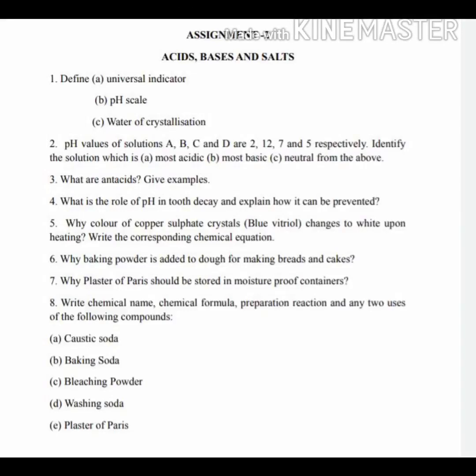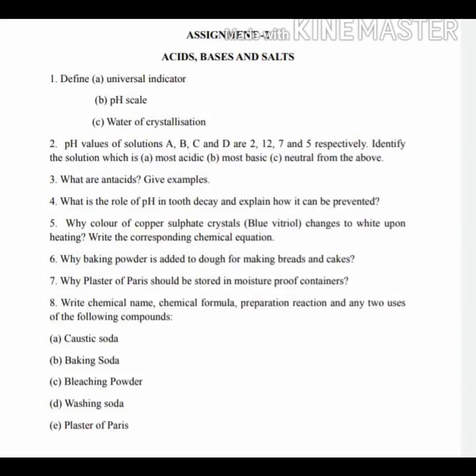Well, students, come to assignment 2 of chapter 2. First, you have to define universal indicator. Universal indicator is a mixture of a number of indicators. It shows different colors at different pH values.